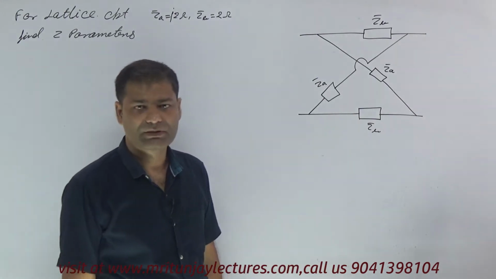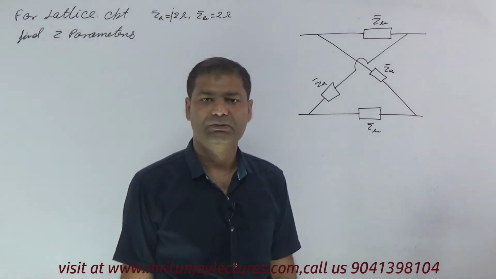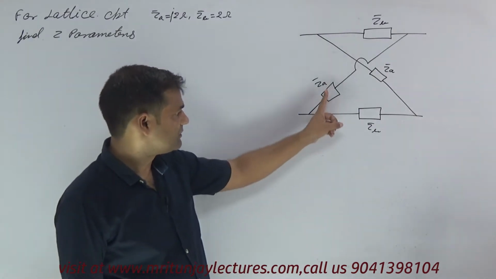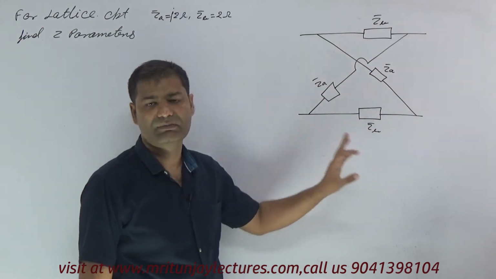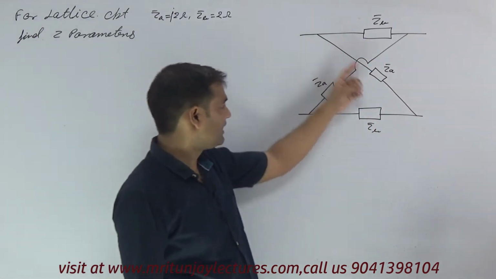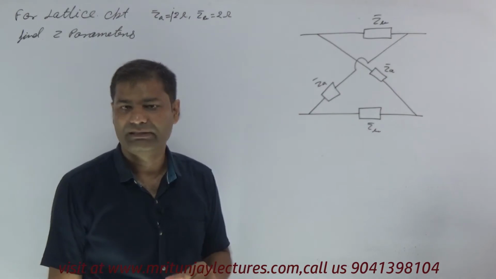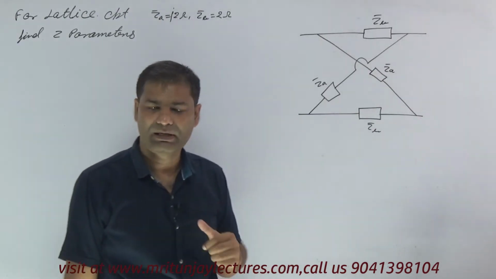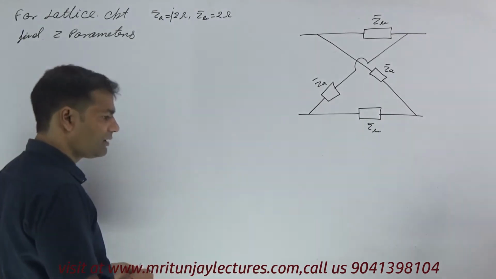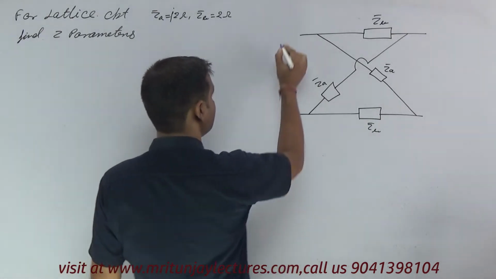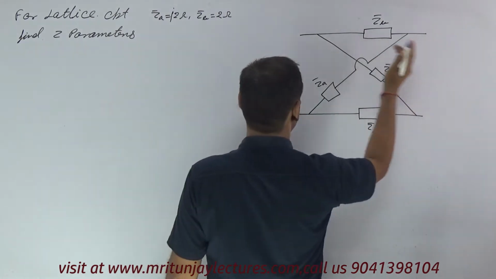So first of all we have developed the formula. It is very clear: if ZA here and here are the same, and ZB here and here are the same, and the arrangement is like this one, then that is called a lattice network. And now how to develop the formula, and how to resolve the circuit. So first of all, this is port 1 and this is port 2.